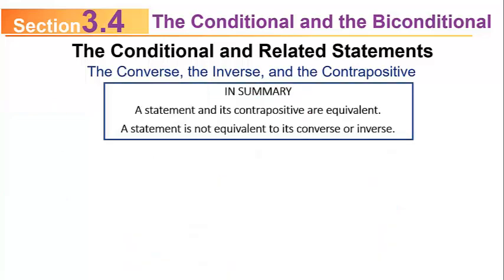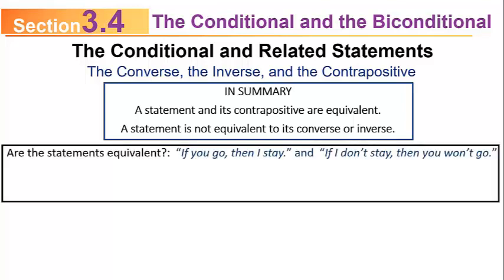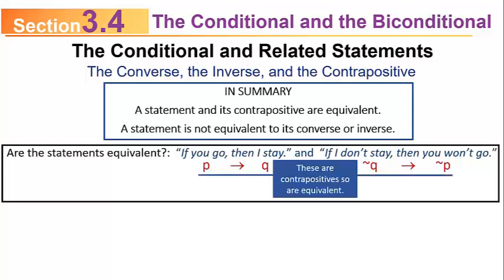So in summary, a statement and its contrapositive are equivalent. A statement is not equivalent to its converse or inverse. Let's try some examples. Are the statements equivalent? If you go, then I stay, and if I don't stay, then you won't go. If you think of this in the symbolic form, if you go, then I stay is of the form P implies Q. If I don't stay, then you won't go is of the form not Q implies not P, which is the contrapositive of the original statement. So yes, these are contrapositives, so they are equivalent.